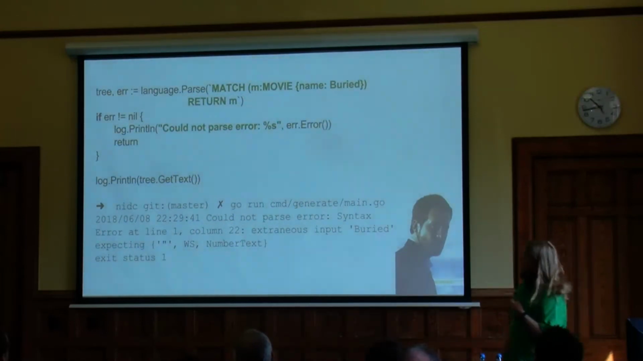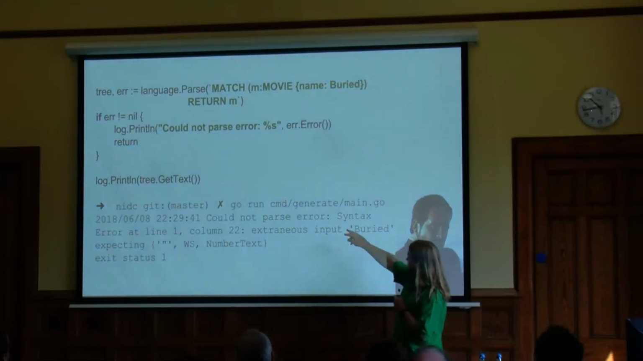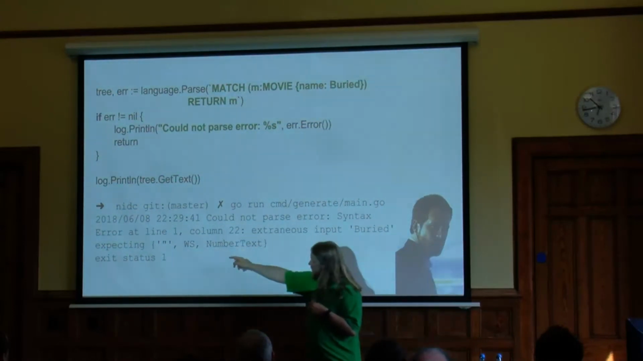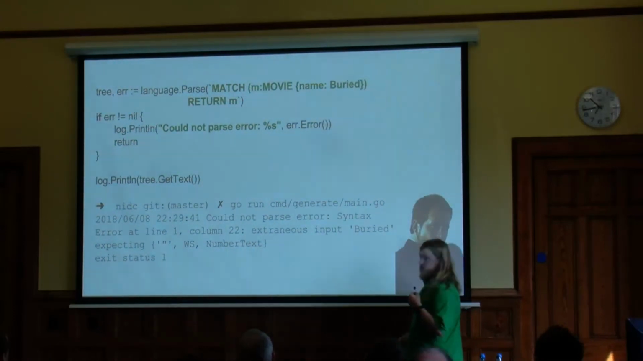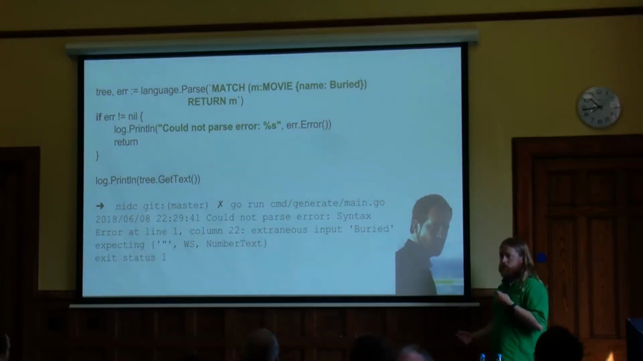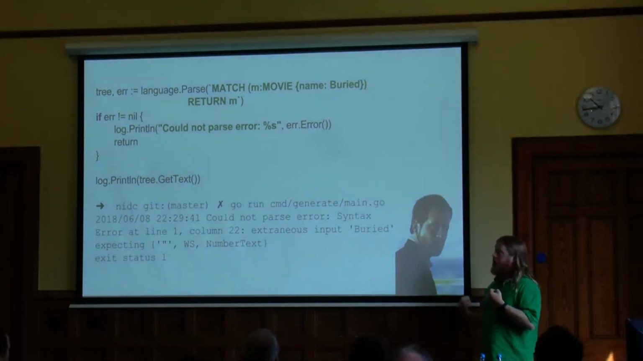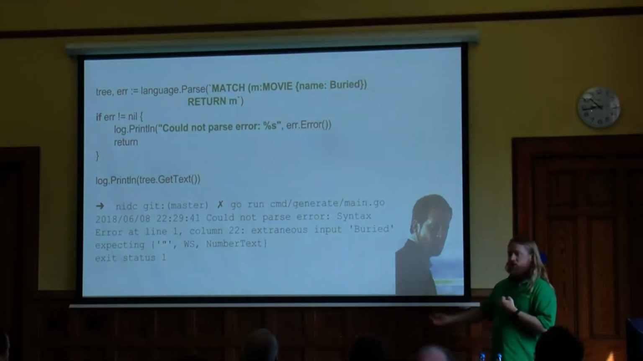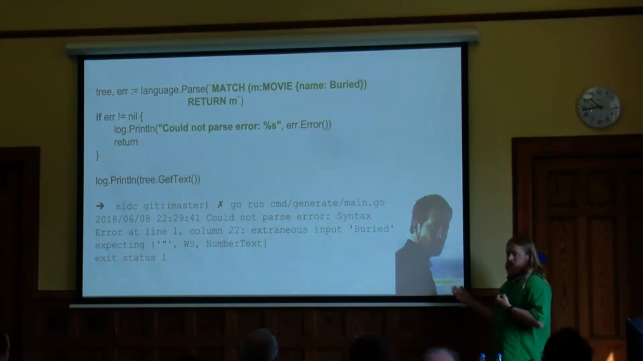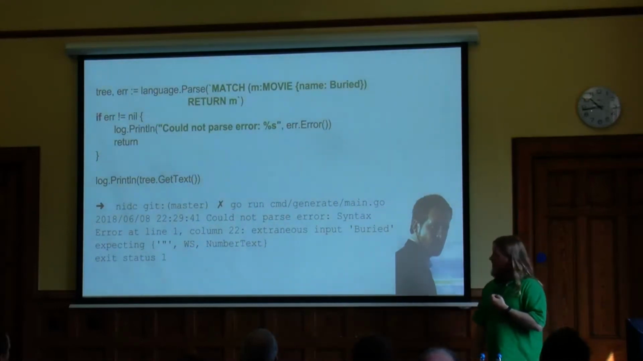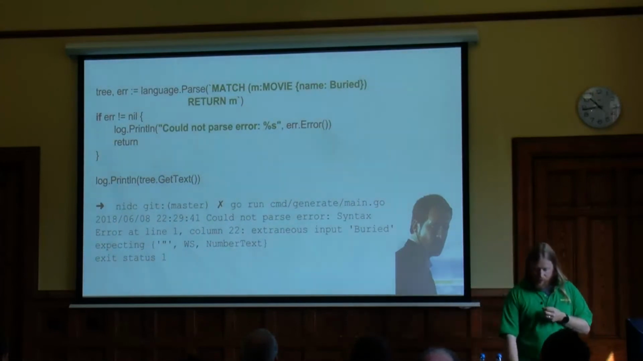If I run this, I'm going to get a could not parse error: syntax error at line 1, column 22, extraneous input buried. It's basically telling me I was expecting a quotation mark, some white space, or a number. We get all of that for free. So rather than me trying to work out where my regular expression failed, all of these sorts of things, I get all this for free. If I update the grammar, I still get all of my statements parsed for me. So that's pretty cool.